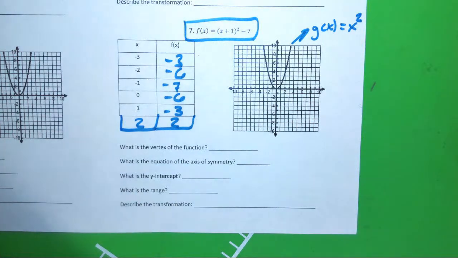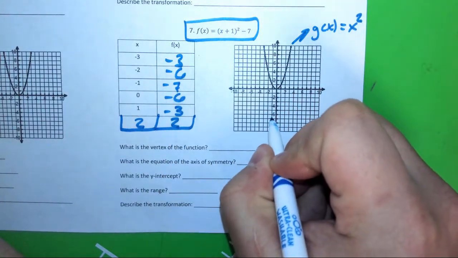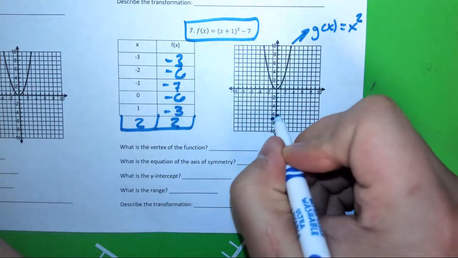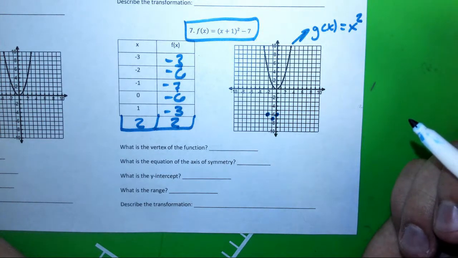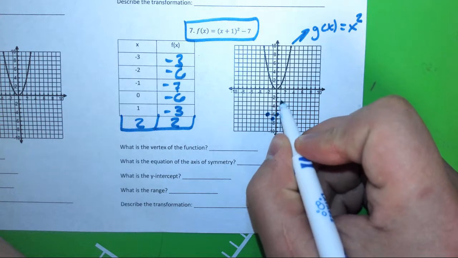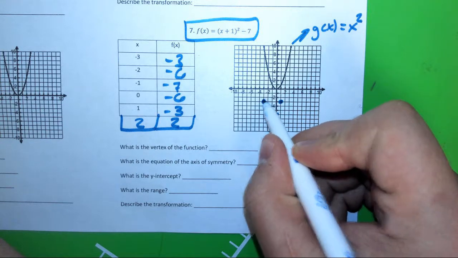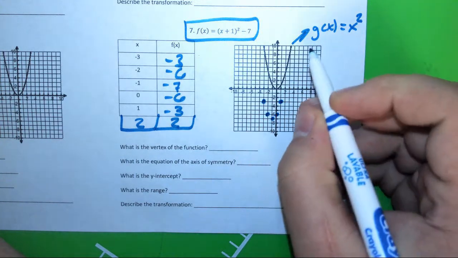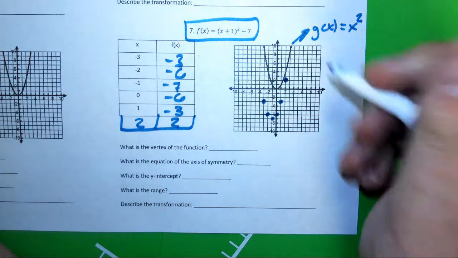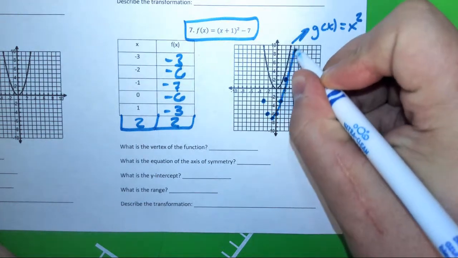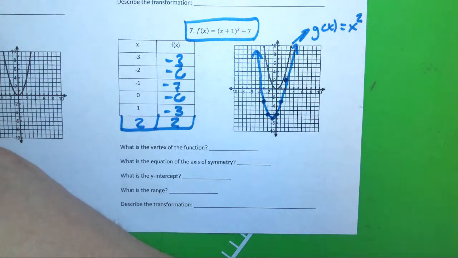Now let's plot some points. Negative 1, negative 7 would be right here. We've got 0, negative 6 right there, and negative 2, negative 6 right there. We have 1, negative 3 right there, negative 3, negative 3 right here, and then this point, 2, 2, that I added on. So this is our parabola. We just connect our dots, and that's what it looks like.